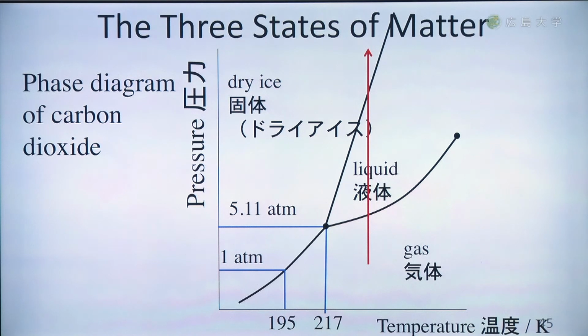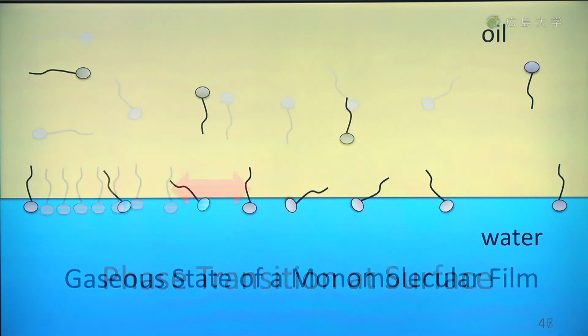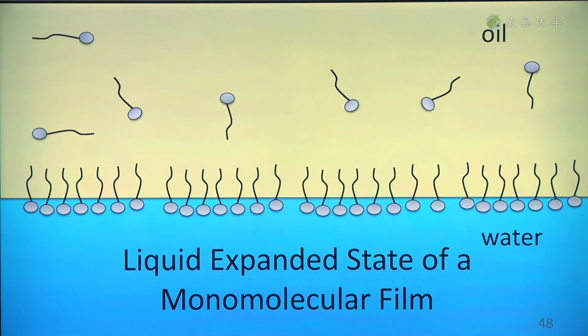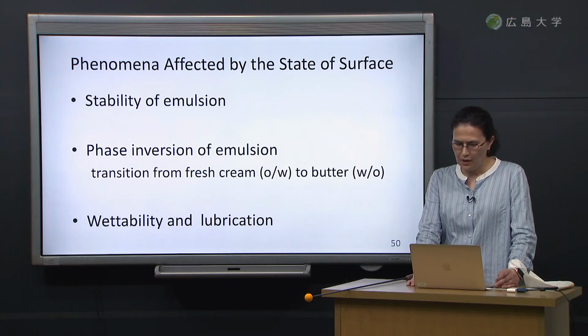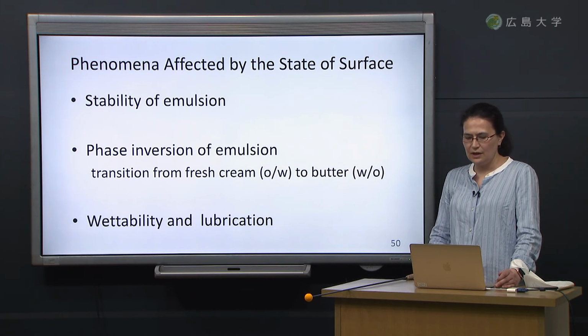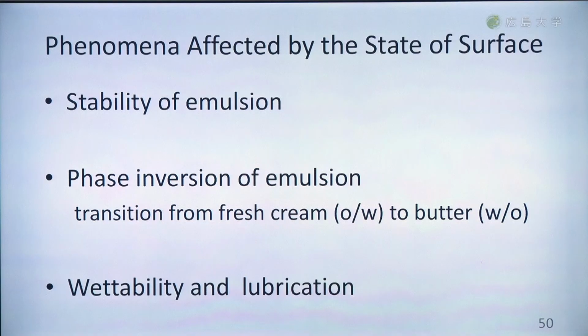Similarly, matter in interfacial region takes various states. The monomolecular film can take a gaseous state. It undergoes a phase transition and takes a liquid expanded state. It could also be in a condensed state, depending on the temperature, pressure, and surfactant concentration of the solution phase. By changing states of the interface between the dispersed particles and the dispersing medium of a colloid mixture, we can change stability of an emulsion or change a colloid from one type to another.